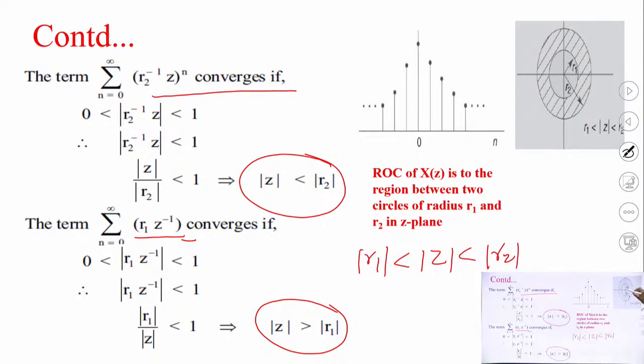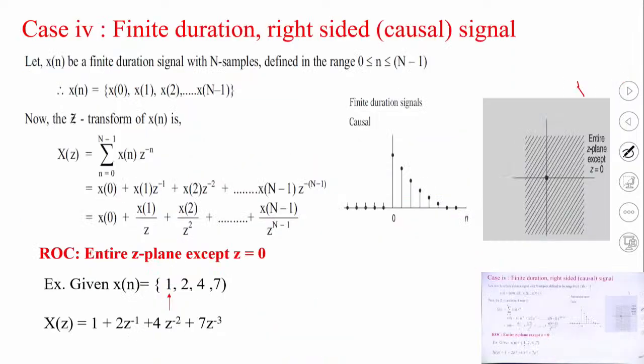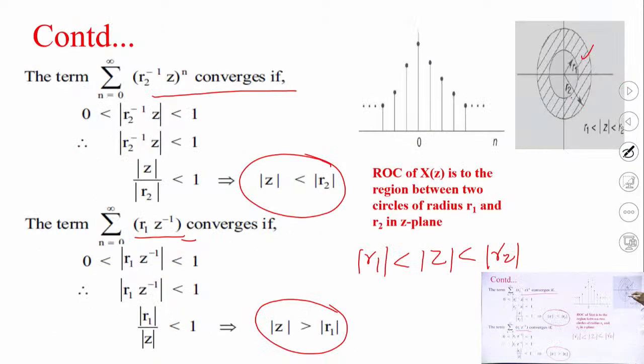So here you can say this is the circle r1. Mod z takes the values lying outside of it, and r2 is basically this radius, so values are inward. So you can say this is basically the overlapping area. So you will get a concentric circle for the case of a non-causal signal.